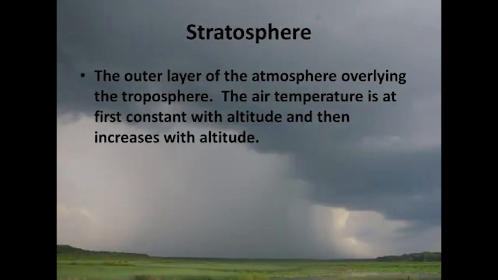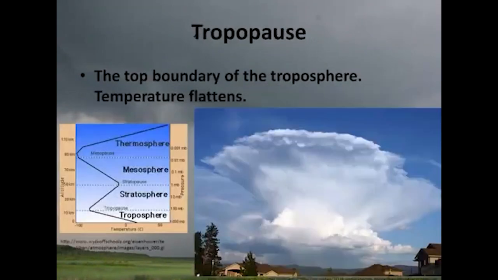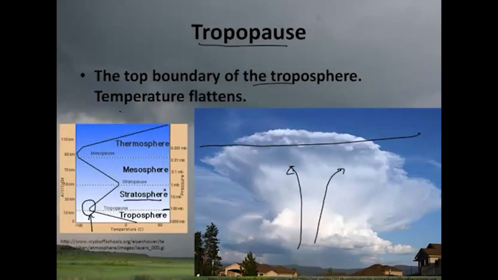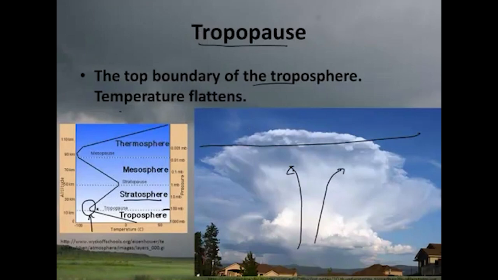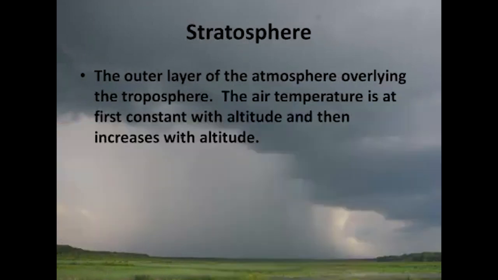Now the stratosphere is the next layer, right? Look at the stratosphere back here. The stratosphere we're talking about, which is right there, is the outer layer of the atmosphere overlying the troposphere. The air temperature is at first constant with altitude and then increases with altitude, right? Remember we looked at the picture here. It's constant, stays the same, and then the temperature rises right here.